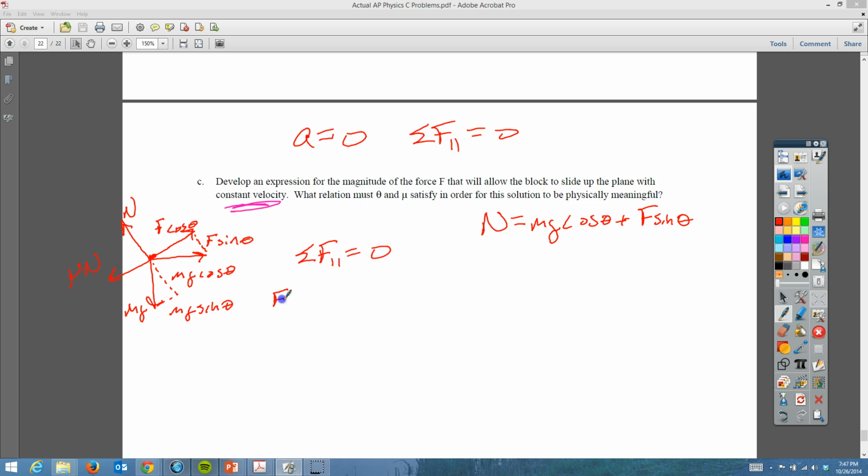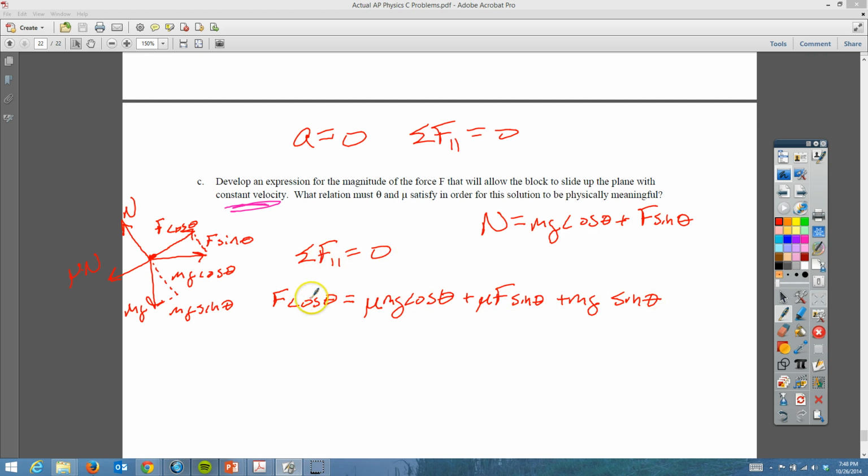We have F times the cosine of the angle, and then we subtracted from that mg sine of the angle and mu N. So we're just going to go ahead and put them on the other side. So we're going to say this is mu mg cosine of the angle, okay? And then we need to add to that mu F sine of the angle plus mg sine of the angle.